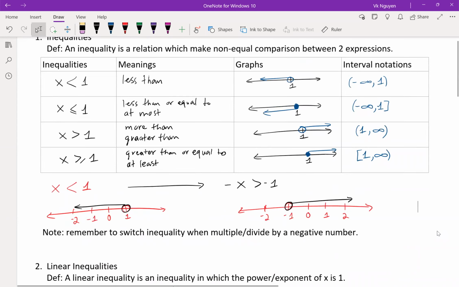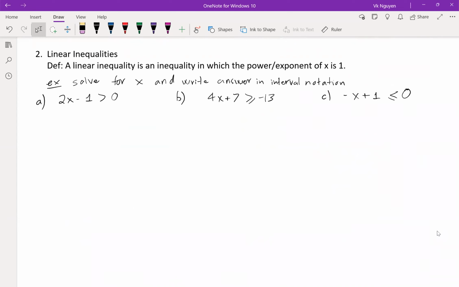Let's move on to the second part. The second part is linear inequalities. A linear inequality is an inequality in which the power or exponent of x is 1. It's very useful in getting the domain of a function that we're going to study later on. Here come some examples. Solve for x and write the answer in interval notation. The first example is 2x minus 1 greater than 0.